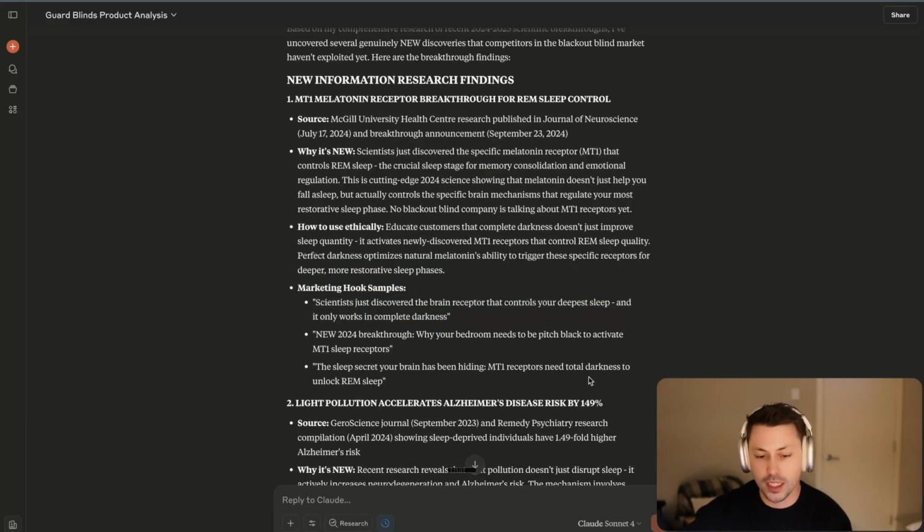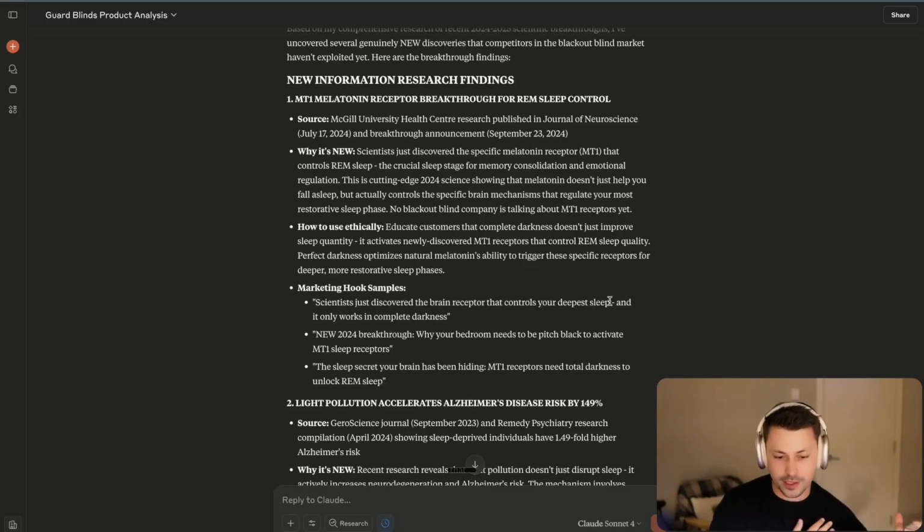Scientists just discovered the brain receptor that controls your deepest sleep, and it only works in complete darkness. That is like, bro, I'm laughing out loud right now, genuinely, because this is a sick hook, right? Scientists just discovered the brain receptor that controls your deepest sleep. I'm hooked in. I'm like, damn, okay. So science, this new thing, maybe some people care, maybe some people don't.